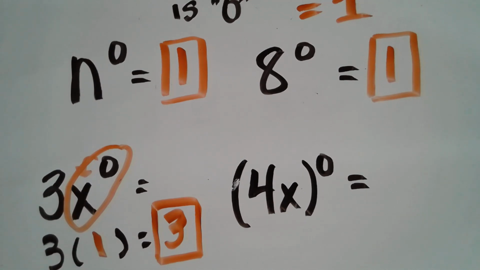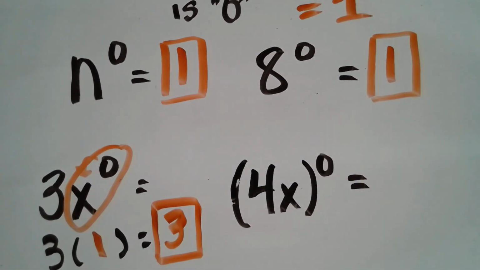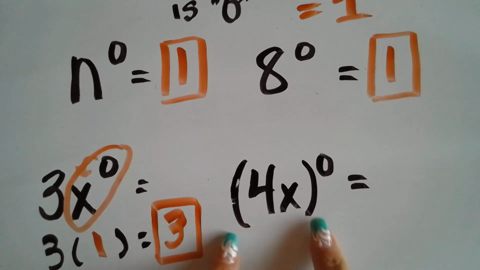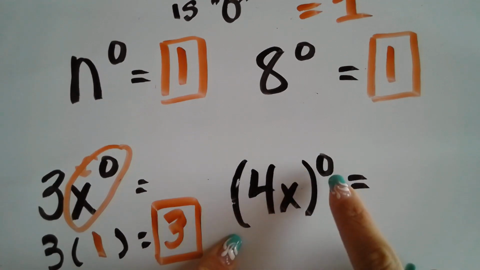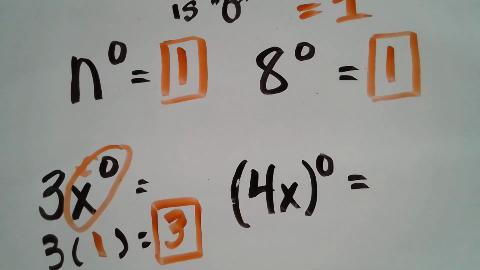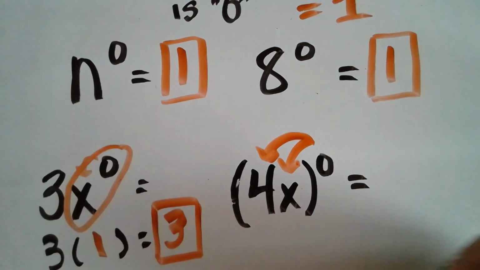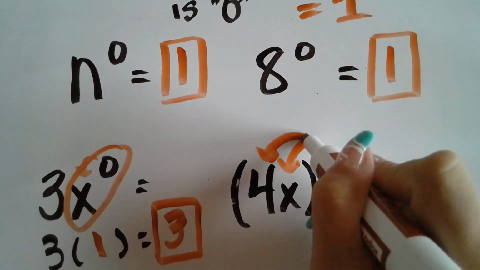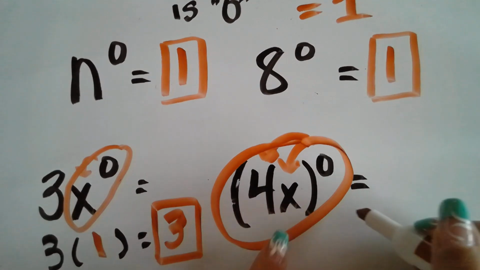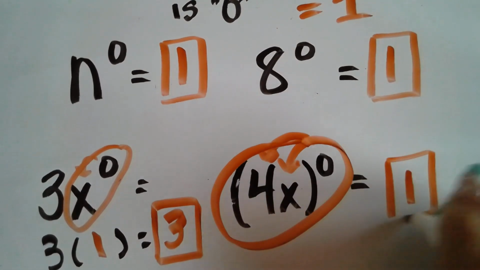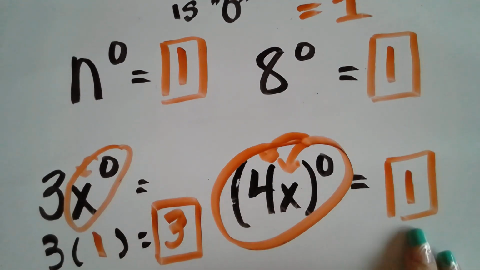Now, when looking at this one, what do I notice a little bit different about it? I noticed that there are two parentheses right here. When I see parentheses, I know that this 0 is going to go to everything in the parentheses. This whole thing gets this 0. So I could even just circle this as a whole because of the parentheses. So I know that this whole thing is 1, because it's the entire everything in the parentheses to the 0 power, and anything to the 0 power is 1.